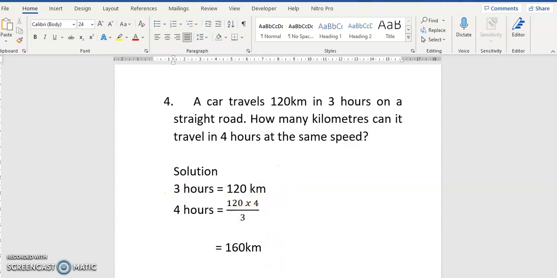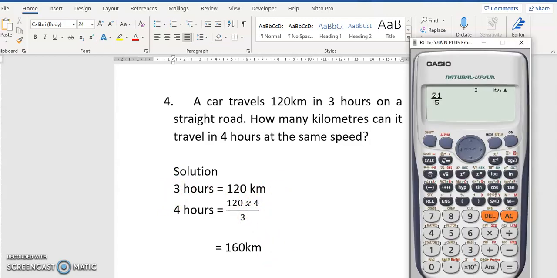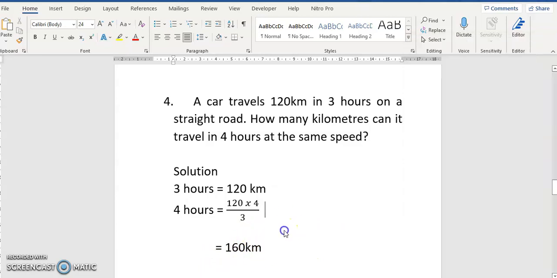So when you press this on the calculator, what are we going to have? We are going to have 120 times 4 divided by 3. We get 160. So it's going to be 160 kilometers.